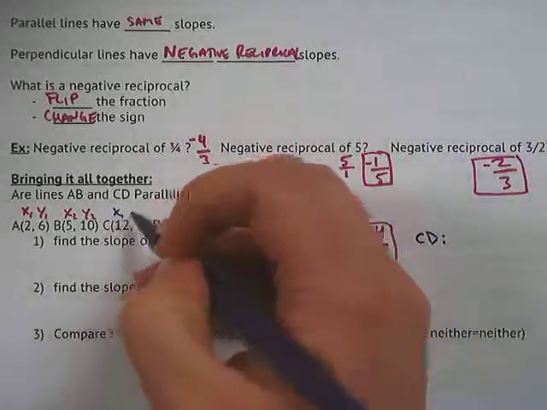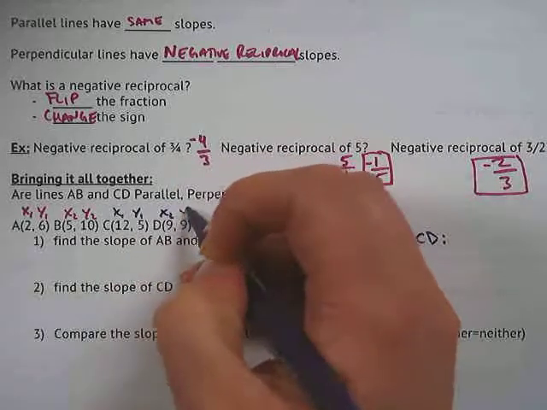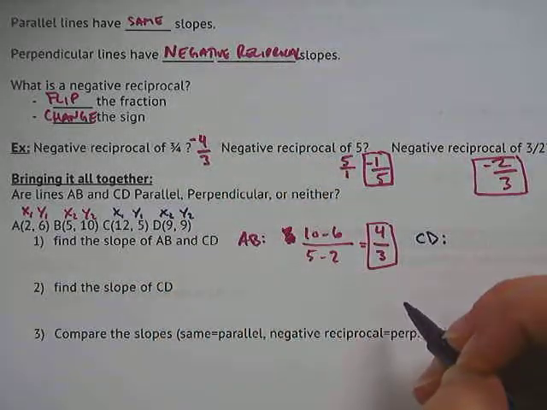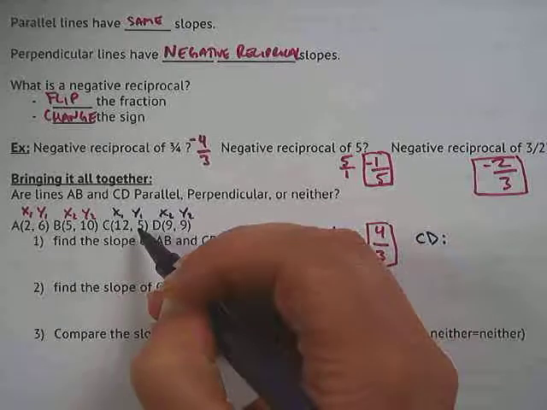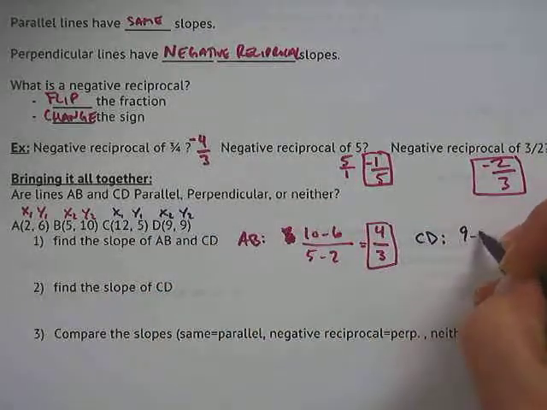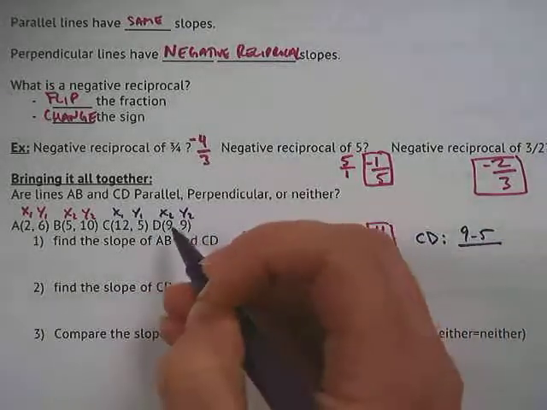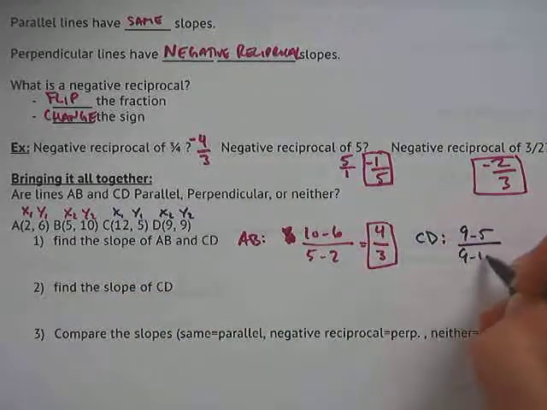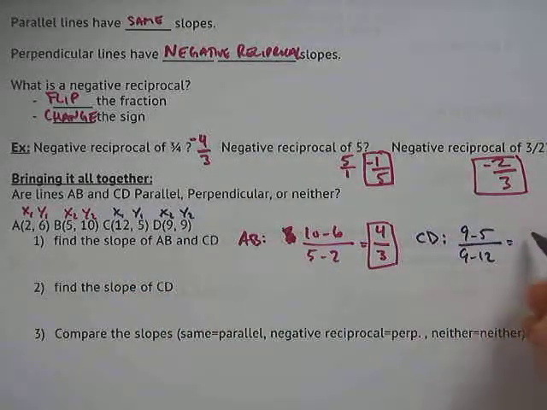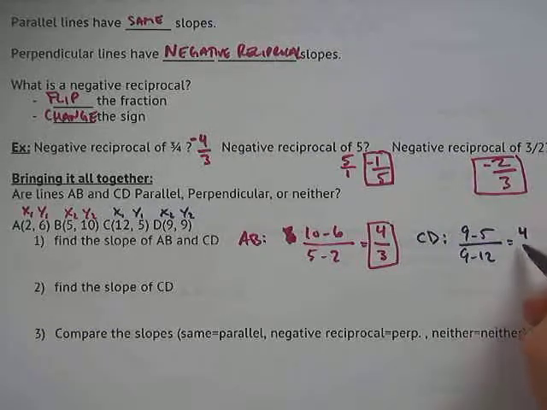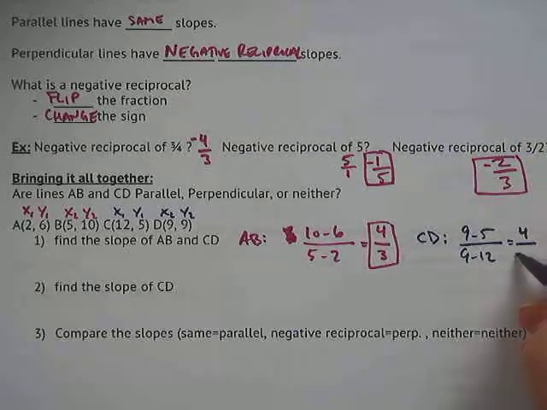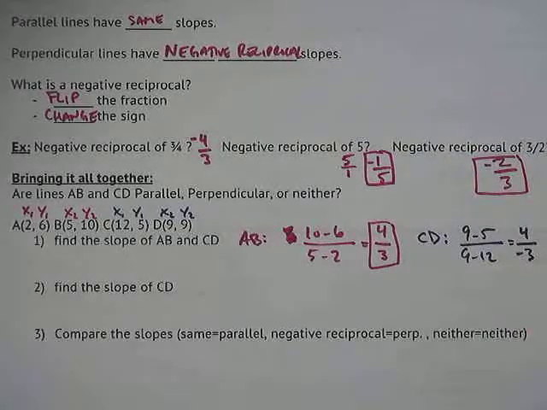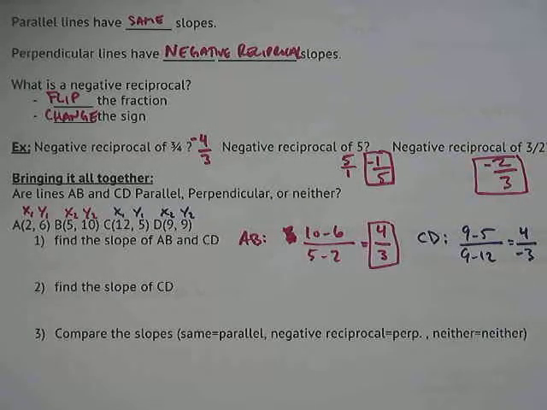I'm going to leave that for a moment, and then I'm going to find the slope of CD. For CD, I need to relabel my points, x1, y1, x2, y2. So y2 minus y1 on top, so 9 minus 5, over x2 minus x1, so 9 minus 12. 9 minus 5 is 4. 9 minus 12 is -3.